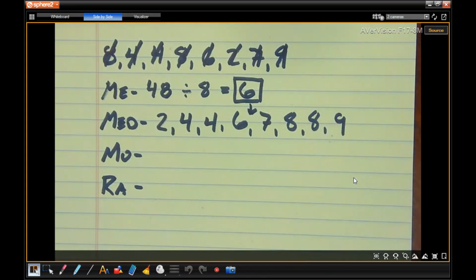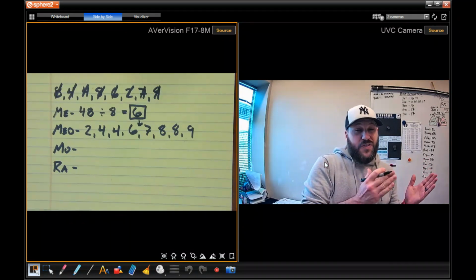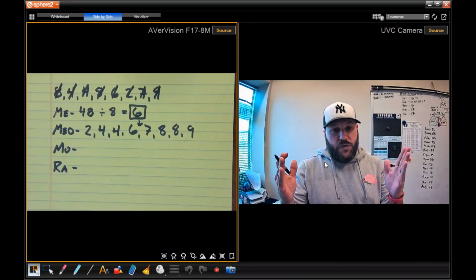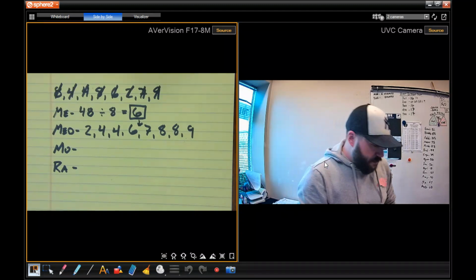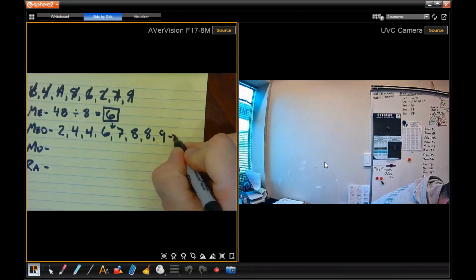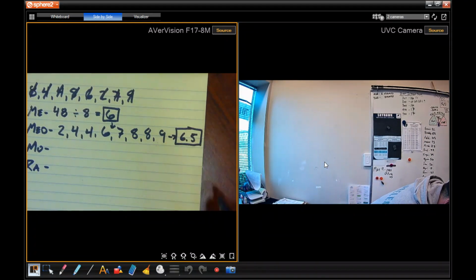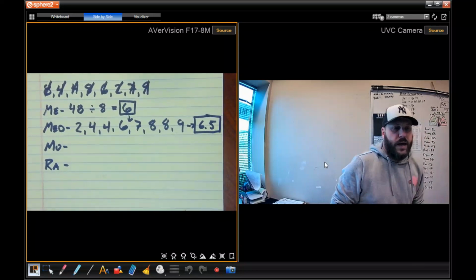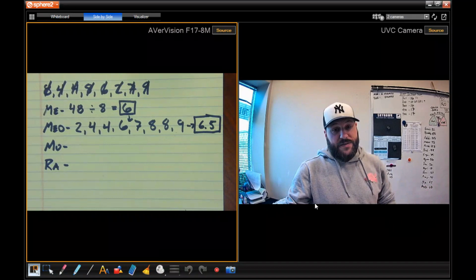Okay, so you could make the argument for a couple of these that your median is both 6 and 7. But for the most part, especially when it's two numbers that are close to one another, we're just going to take the in between. So for this, our median is going to be 6.5. Okay, 6.5 is our median, halfway between 6 and 7.